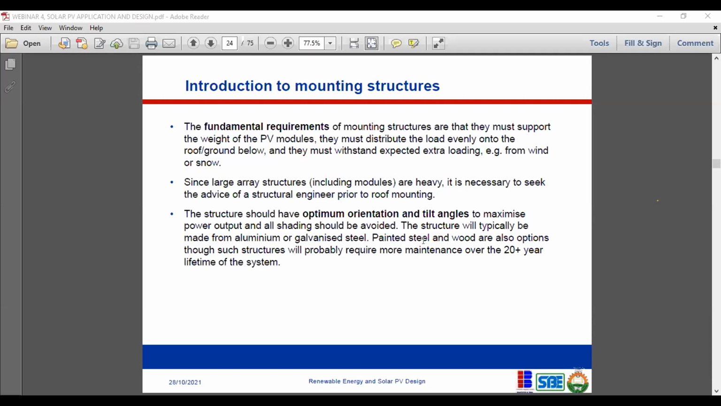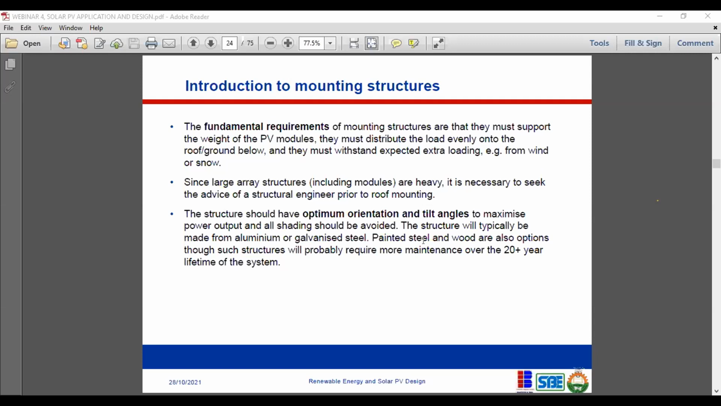One solar panel of about 400 watts weighs as much as 20-something kilograms. That is half the weight of a bag of cement, and that is just one panel. You cannot imagine having several of these panels on a roof. If the building has not been designed to withstand such weights, it's going to affect the structural integrity of that building. So if it is not possible to put all the panels on the roof, you may need to consider ground mounts, mounting the solar panels on the ground. So these are some of the things we need to look at when we're looking at mounting structures.